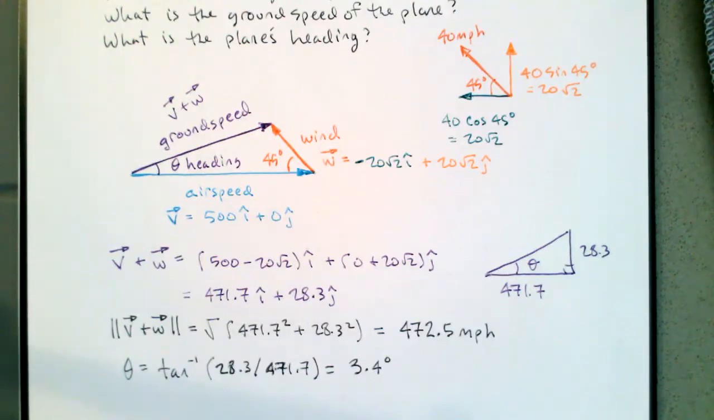Any questions? So I think, if I recall correctly, we wouldn't list the 3.4 degrees. That's our direction. It's 3.4 degrees north of due east. I think headings are supposed to be measured from due north. So I'd want to subtract this from 90 and say it's 86.6 degrees east of north.